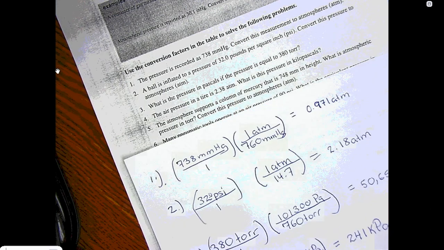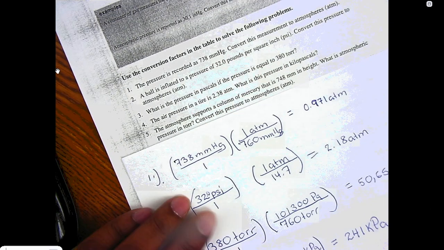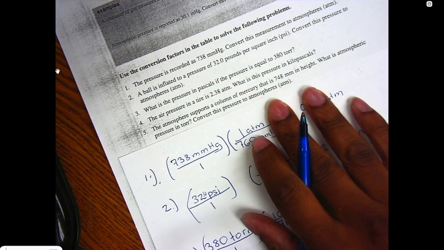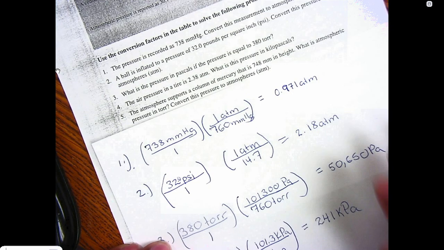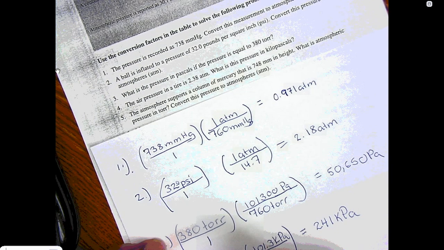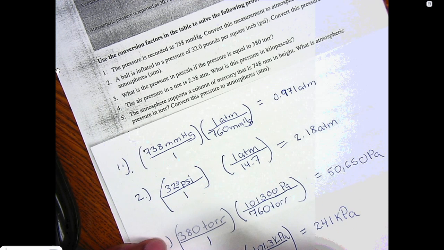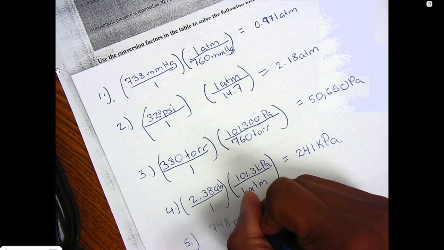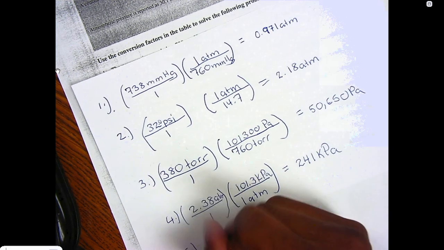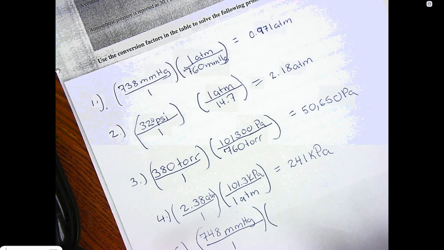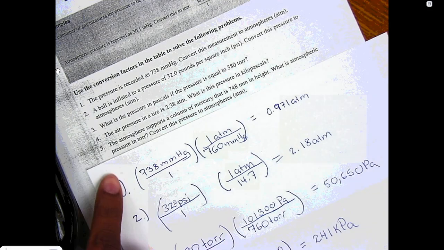And let's just go ahead and do one more for the road. Let's look at number 5. Number 5 features the atmosphere supports a column of mercury that's 748 millimeters in height. What is the atmospheric pressure in torr? Convert this pressure to atmosphere. So this one's a lot easier, I guess, because you have your millimeters of mercury, and you're going to convert this guy. Remember, we're converting this guy first to torr.